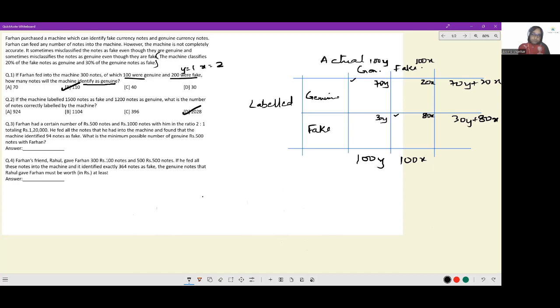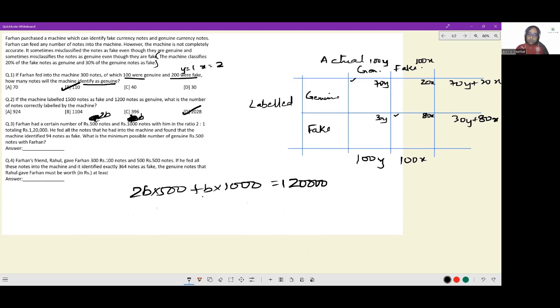500 rupee notes, their count, and 1,000 rupee notes, their count is in the ratio 2:1. So the value that they give and the value that they give will be identical. You can go ahead and say let this be A, let this be B. Number of, let this be B, let this be 2B. So 2B into 500 plus B into 1,000 is equal to 1,20,000. You can solve it this way.